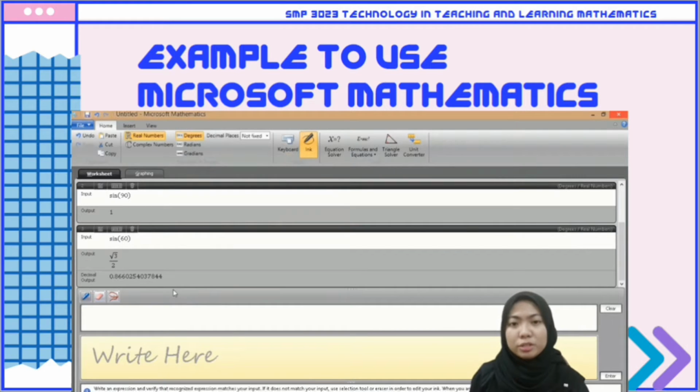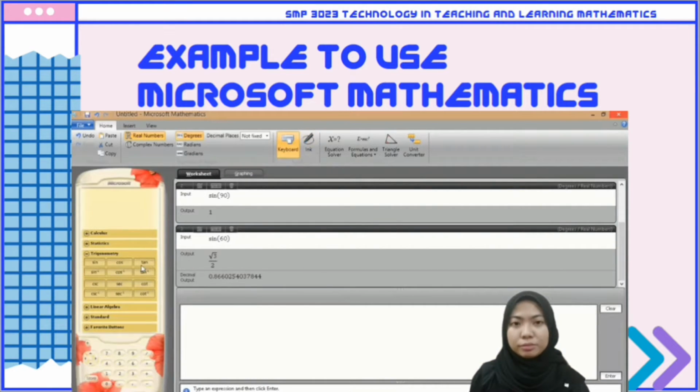Let's try another question. Cos 90. So we will get the answer is 0.